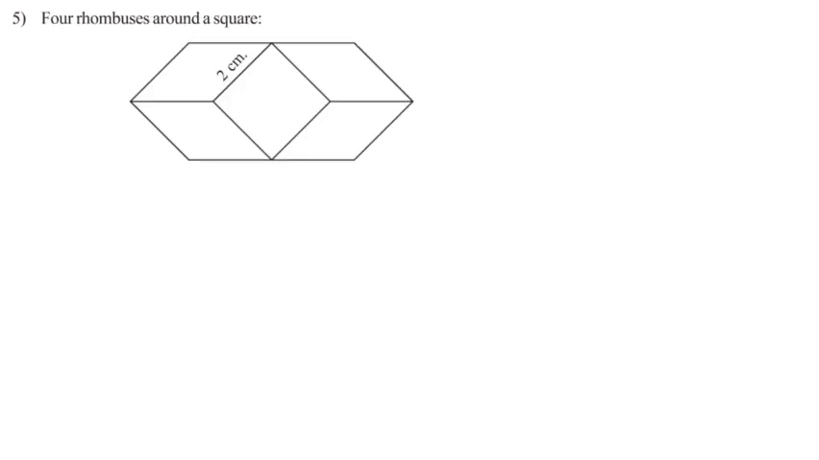Fifth question, 4 rhombuses around a square. See children, in this figure you can see one square and 4 rhombuses around it. We know sides of squares are equal as well as sides of rhombuses are equal in length. Here 2 cm length is given in the question. This 2 cm side is common for both rhombuses and square. So sides of rhombuses and squares are 2 cm.